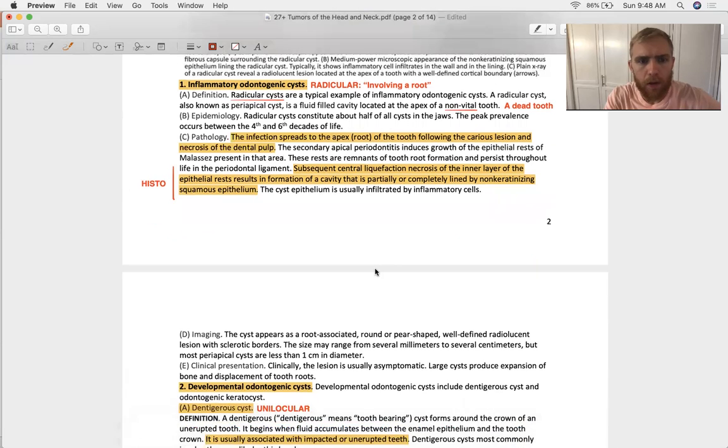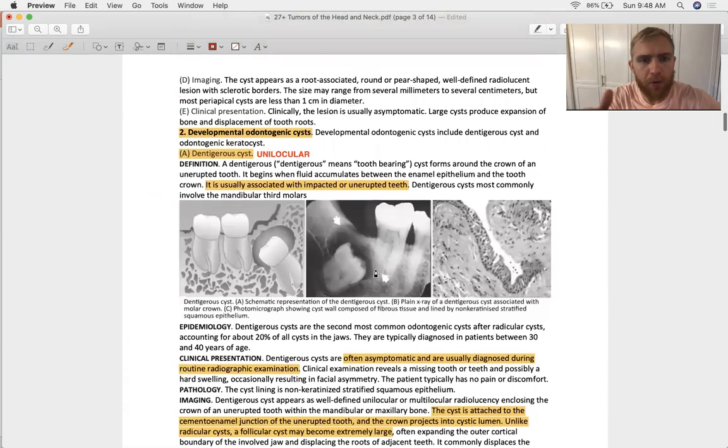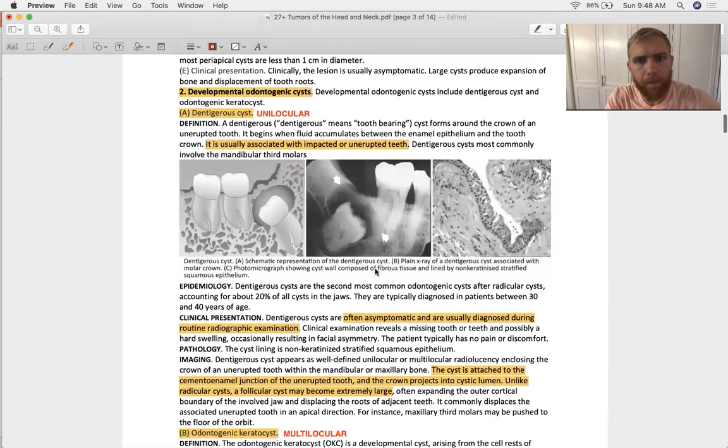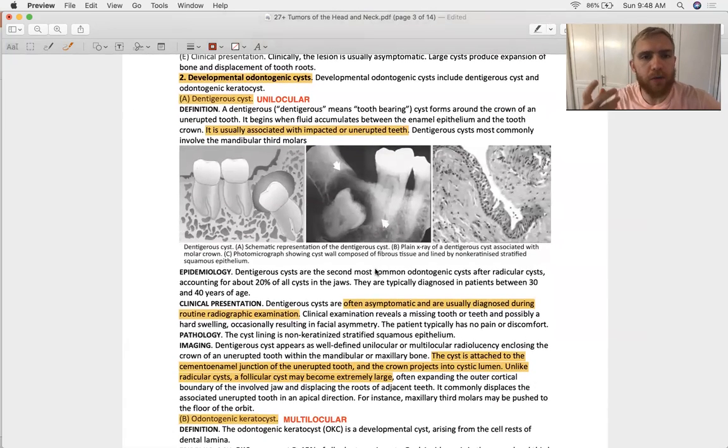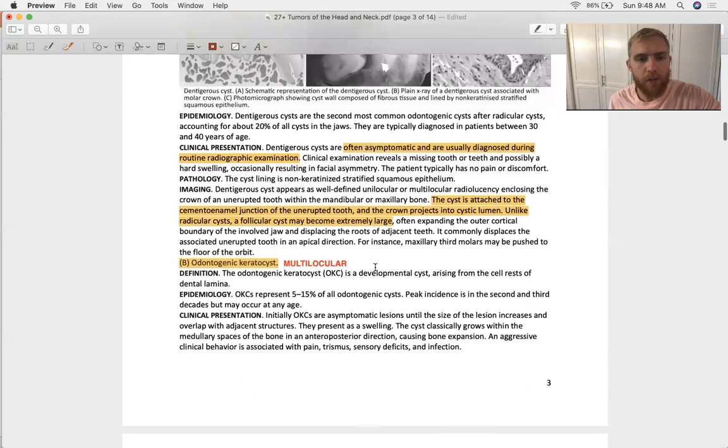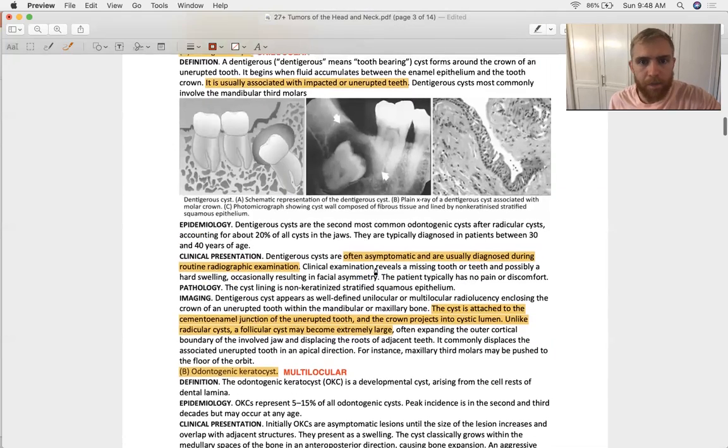So moving into odontogenic cysts. Developmental odontogenic cysts. So that means it's not acquired. What we just looked at was an acquired cyst around a tooth. And now these are going to be latent or endogenously acquired cysts around a tooth. You got two types. You've got a dentigerous cyst and you've got an odontogenic keratocyst.